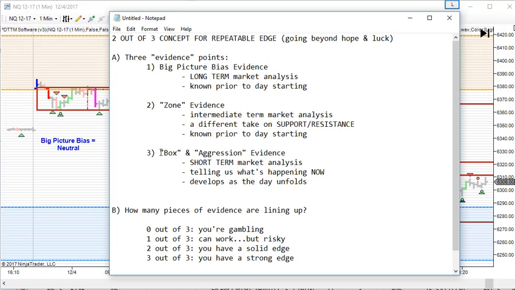And then finally, we want to look at what I call box and aggression evidence. This is looking at a short-term market analysis. This is telling us what's happening right now, okay? Now, this we don't know before the day. This is developing as the day unfolds, okay?